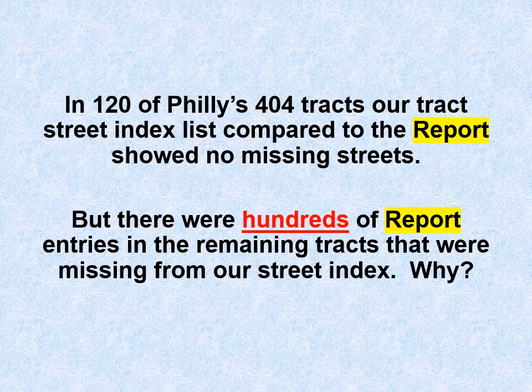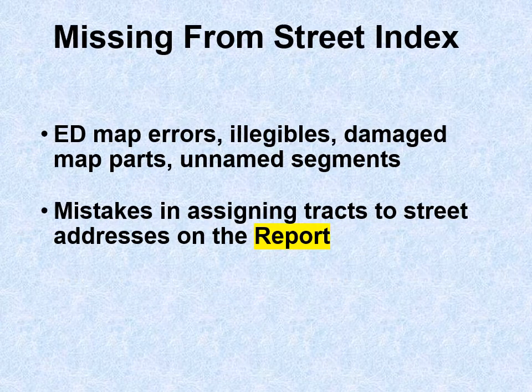Over 800 of the report entries in the remaining tracts were missing from our street index. Why? So let's look at some missing from the street index. Well, you saw that the ED map had errors. There were illegible names. We had trouble with them. Damaged map parts. Unnamed segments, trying to figure out what segment is where. It's not easy transcribing the Philly 1950 ED maps.